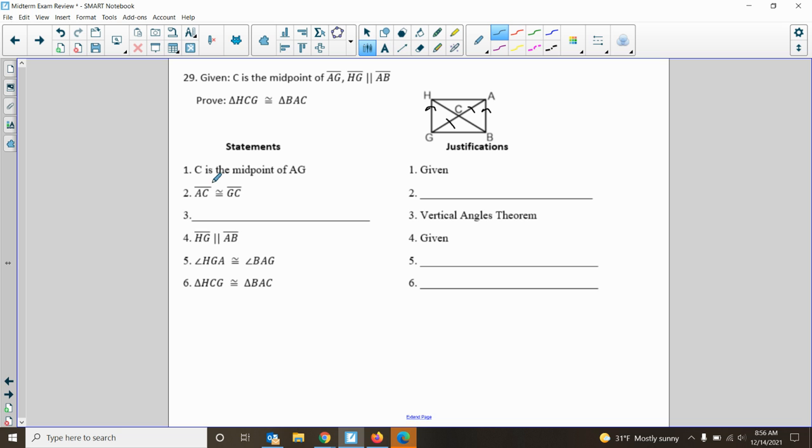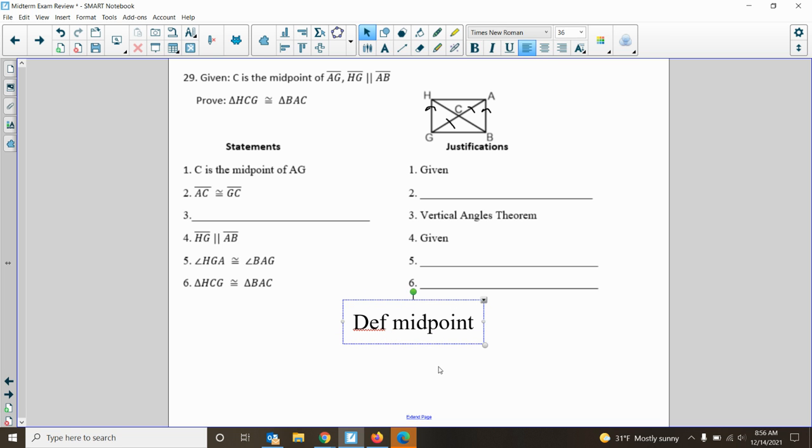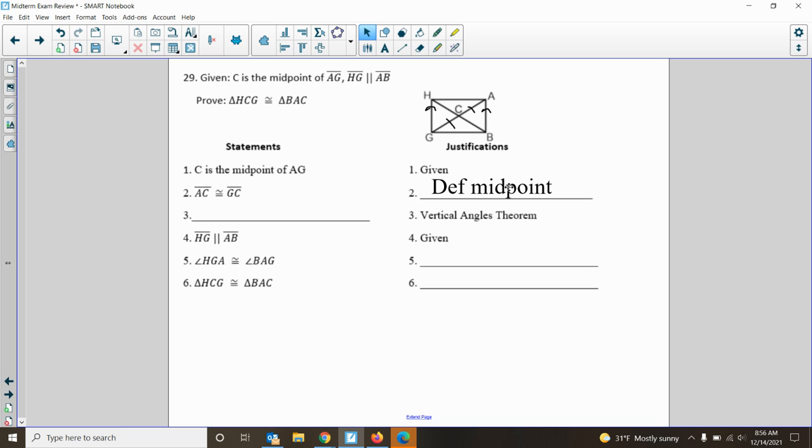So let's see what we have here. C is the midpoint of AG. That's true. Therefore, AC and GC are congruent. That would be the definition of a midpoint. Okay, that's what midpoints do. They break up segments into two congruent parts. And now we're going to use the vertical angles theorem.